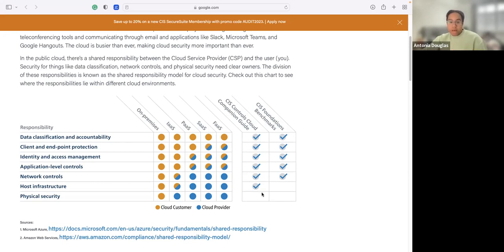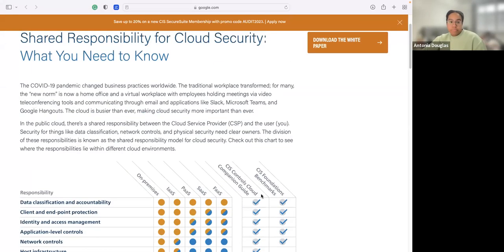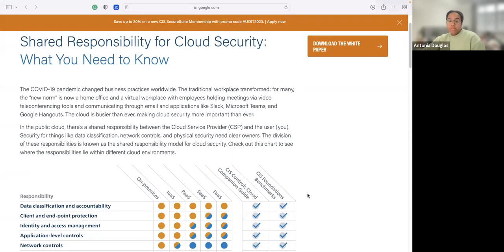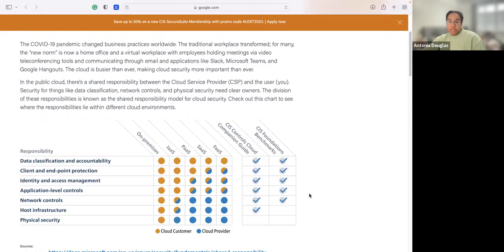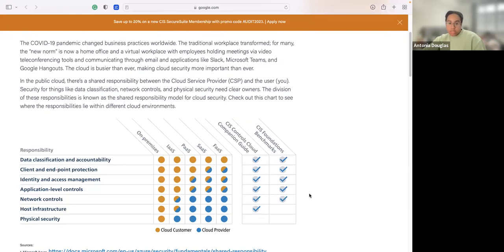I think this would be really useful. I've just Googled shared responsibility model, so please have a look at this. I think it will really help to put things into context. I just thought I'd share that. Hopefully you can see the screen?